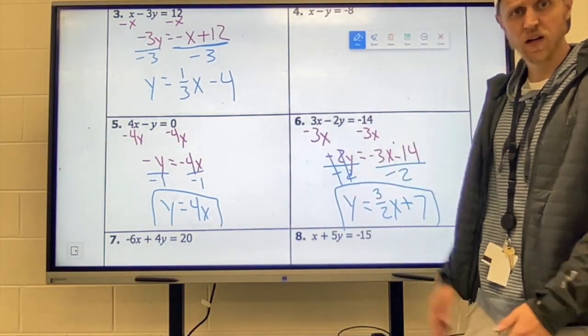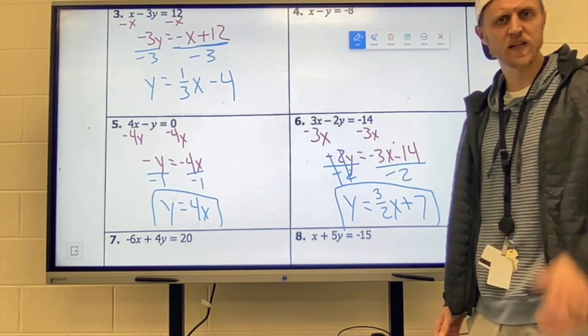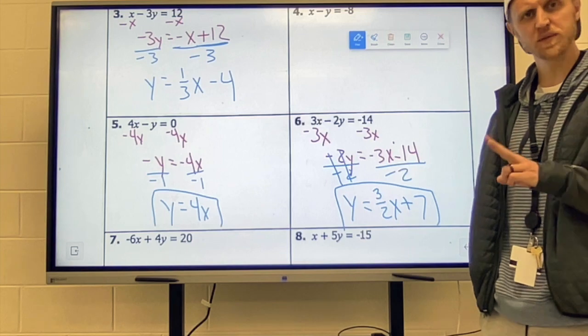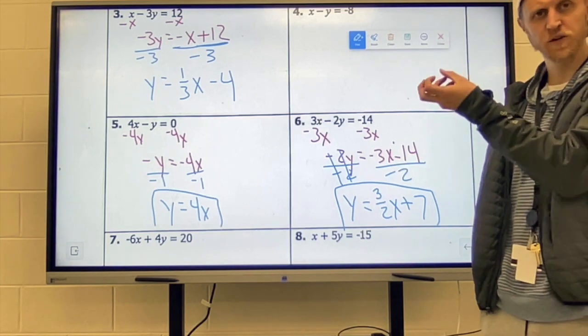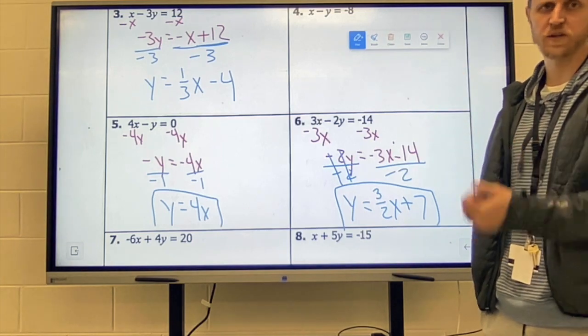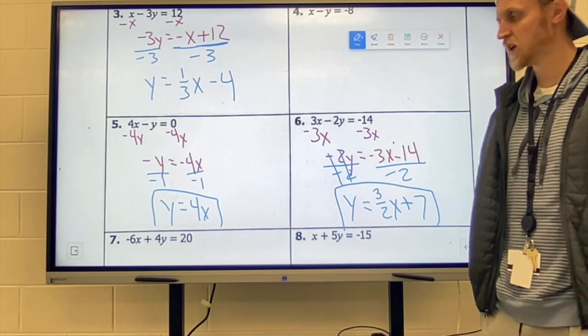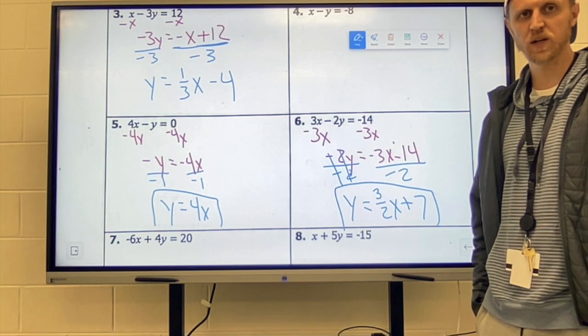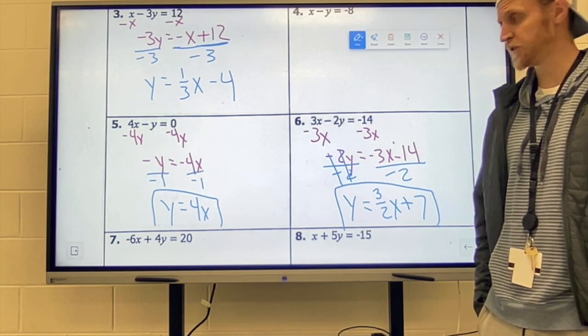Here they are. I'll give you a second to look over it, fix things that you need to fix, but hopefully you're getting the hang of it. 2 steps: move the x term, divide by the coefficient, life is good. Take a second to look over these, and then when you're done, we'll move on. Go ahead and pause the video if you need to.